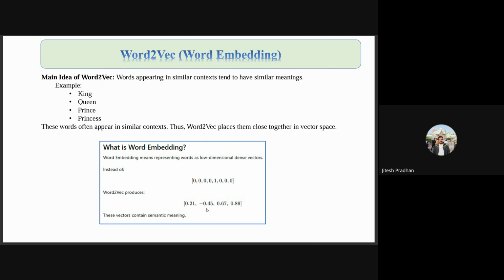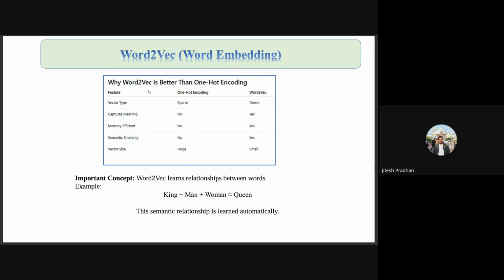So in Word2Vec, what happens? It keeps the contextual information. If similar contexts are there, it puts them close together. Okay. Now, why is Word2Vec better than one hot encoding? Because the vector type in one hot encoding is very sparse. Only one position will be one, the rest will be 0. But in the case of Word2Vec, it is dense.